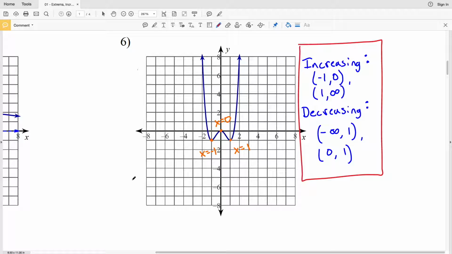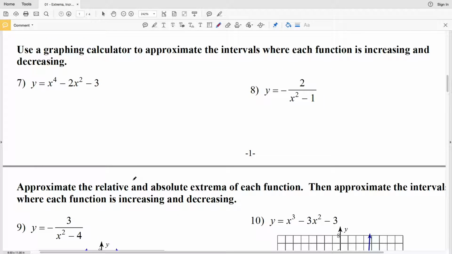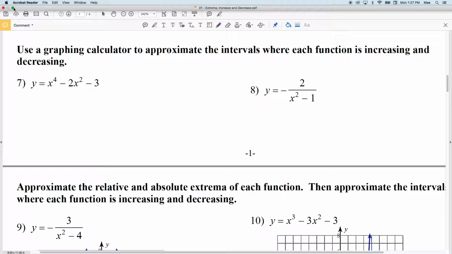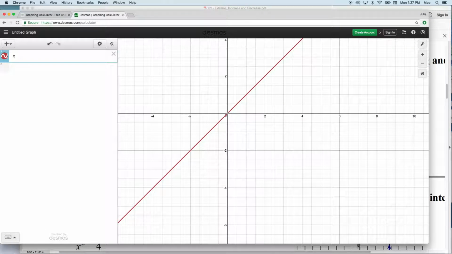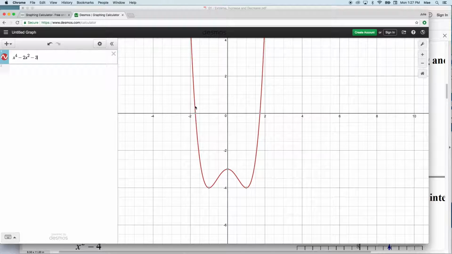Let's continue on to our next section. Our next section, we're going to do the same as in numbers 5 and 6, except now we're going to be using a graphing calculator given the function, but we're still finding those intervals where the function increases and decreases. So writing our first function, we have x to the fourth minus 2x squared minus 3. And with our graphing calculator, the relative extrema are normally pointed out to us.